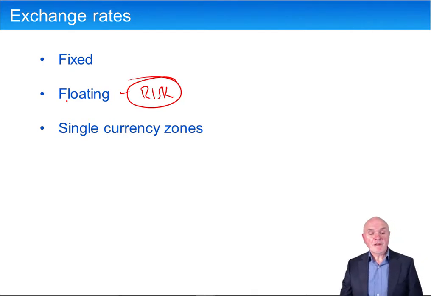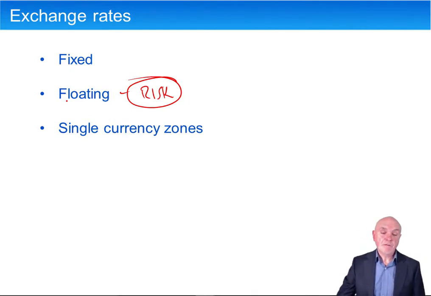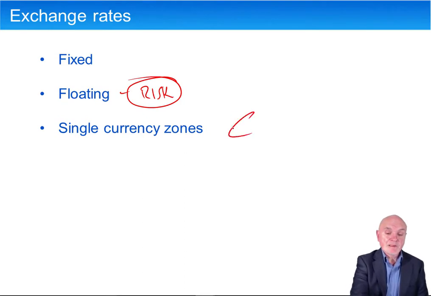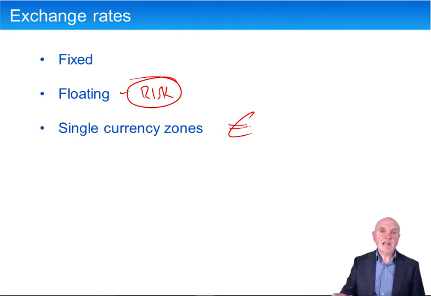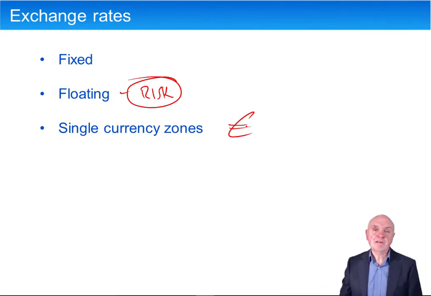Just a very brief mention here of something called a single currency zone. And the big single currency zone really is the euro. This was where a number of countries decided it's too much bother trying to change money between Deutschmarks and French francs and Italian lira and Spanish pesetas and so on. There's a lot of wasted effort and transaction costs. We'll do away with all our own currencies and we'll just have the euro.